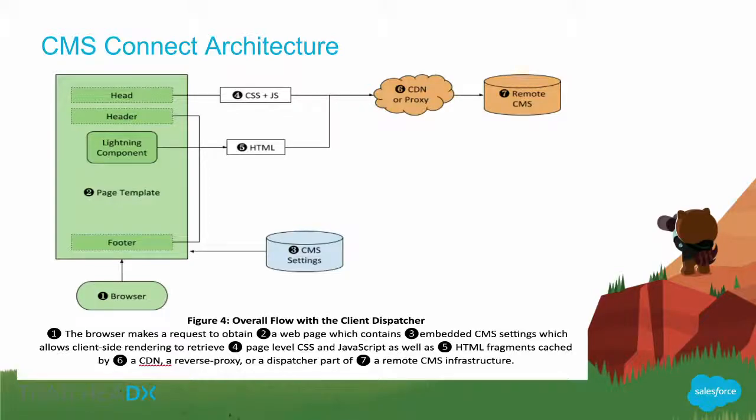The way it works is like the number 3 in the slide, which says the CMS settings. Your public CMS server information is stored in our CMS settings, and during the client-side rendering, it makes an XHR call to load the header, footer, and wherever the Lightning components are placed. I'll go to the next slide.